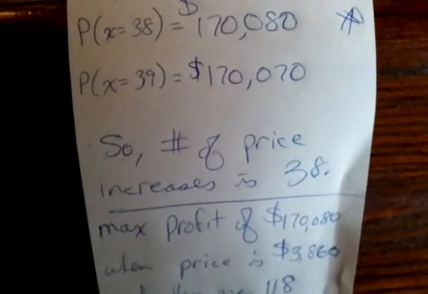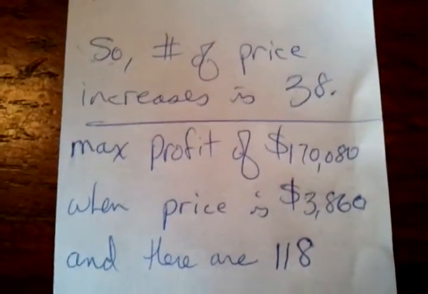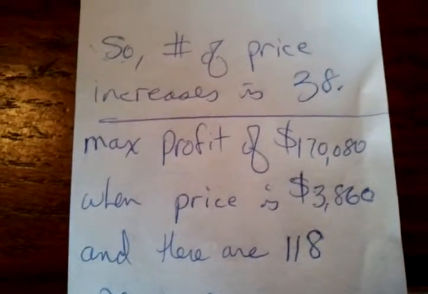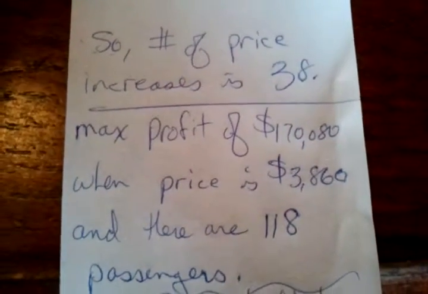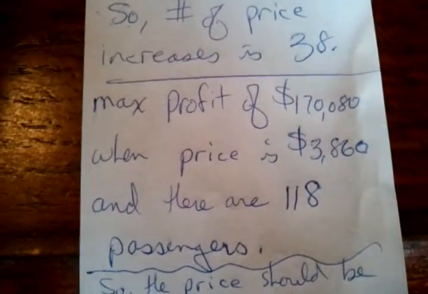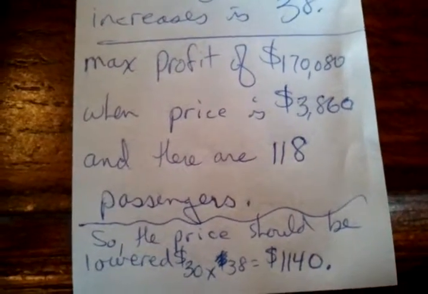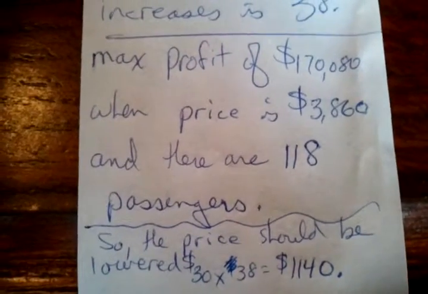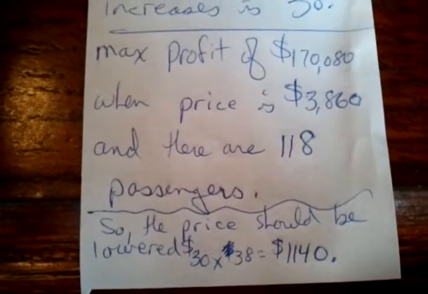So, the number of price decreases is 38. The max profit of $170,080 happens when the price is $3,860, and there are 118 passengers, which is allowable because I think there was a maximum number for the charter, 150 seats or something? It was definitely over 118.